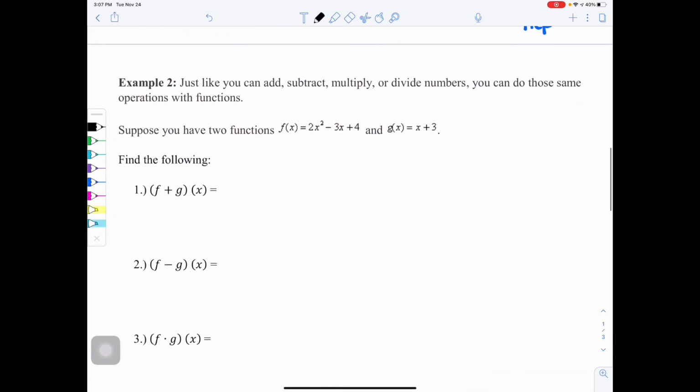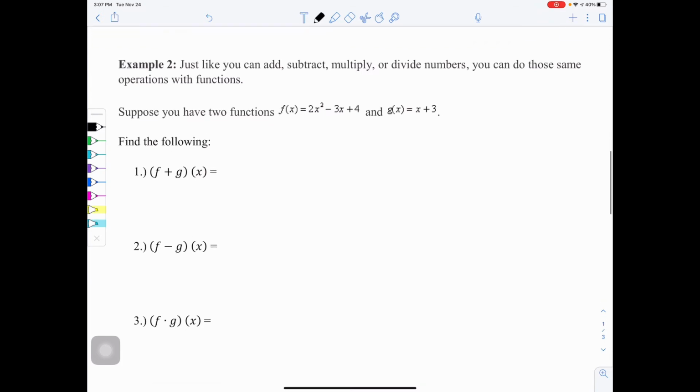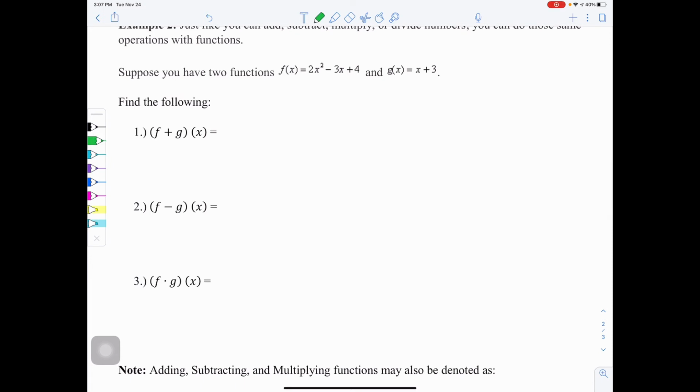Now going on to example 2. Example 2 says, just like you can add, subtract, multiply, or divide numbers, you can do those same operations with functions. So suppose you have two functions, f of x equals 2x squared minus 3x plus 4, and g of x equals x plus 3. We are going to find the following. So in number 1, they want us to find f plus g of x. So that's telling us they want us to take our two functions and add them together because of this plus sign right here. So that would be 2x squared minus 3x plus 4.